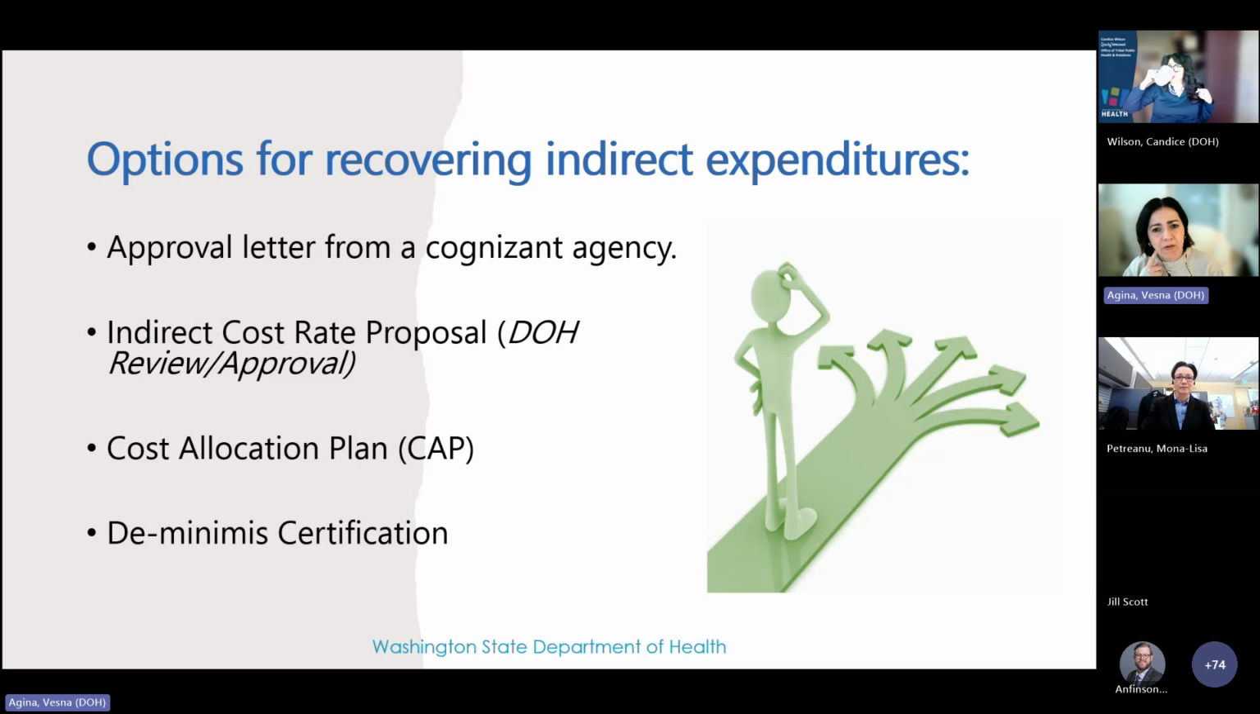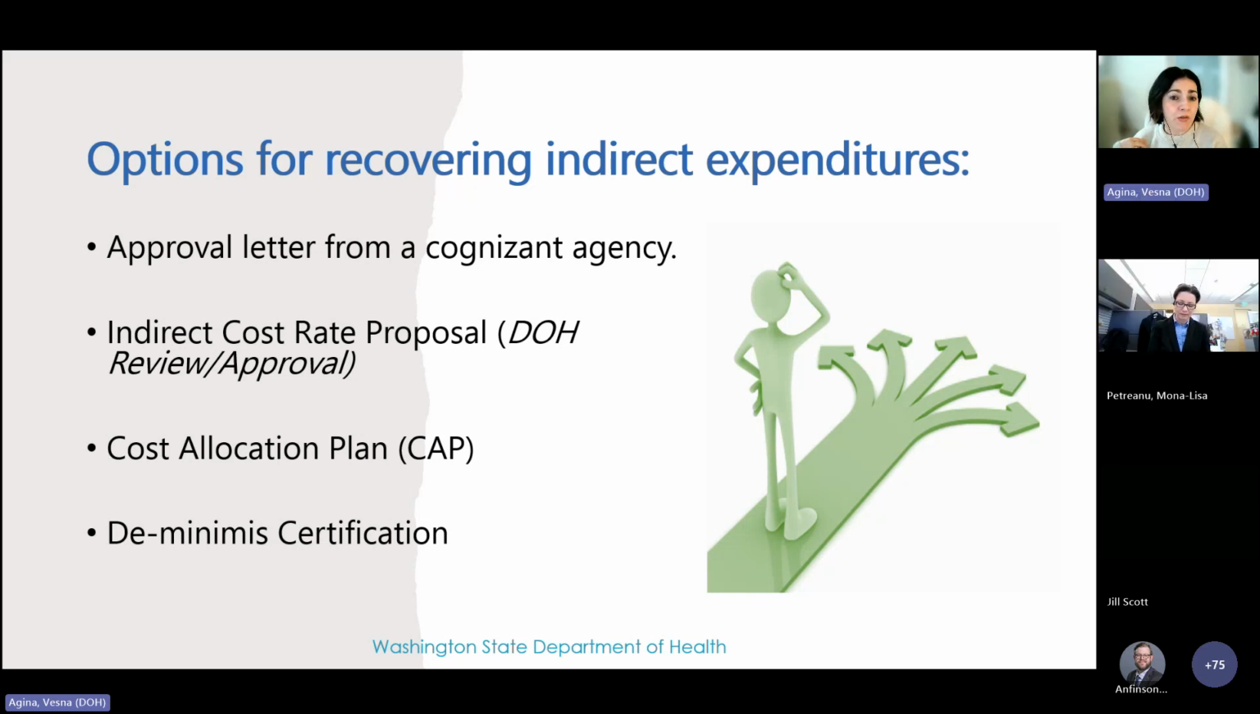So, the options for recovering indirect costs. If you are an entity that has a federal agency assigned as your cognizant agency, based on the amount of federal funding that you receive, then all we need in that situation when it comes to DOH is your approval letter from your cognizant agency. So, for example, if HHS is your agency, then you will be submitting your proposals to them, and then you will send us a copy of the approval letter, and then we will honor that rate for any grants that you received from DOH.